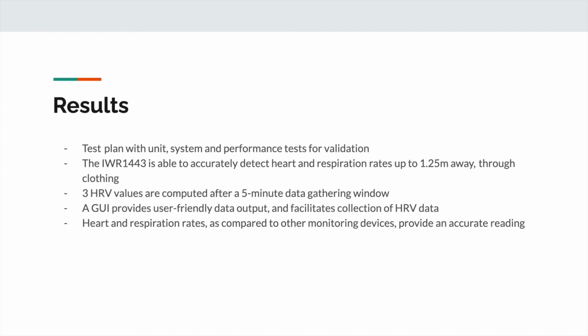A complete test plan with unit, system, and performance tests was created for validation of all aspects of the design. Unit tests cover the individual components of the GUI used to display data to the user, as well as the firmware collecting data on the evaluation board. System tests ensure that the data collected from the hardware is properly processed and sent to the user. Finally, performance testing validates that the vital sign results are accurate and comparable to existing vital sign measurement technologies.